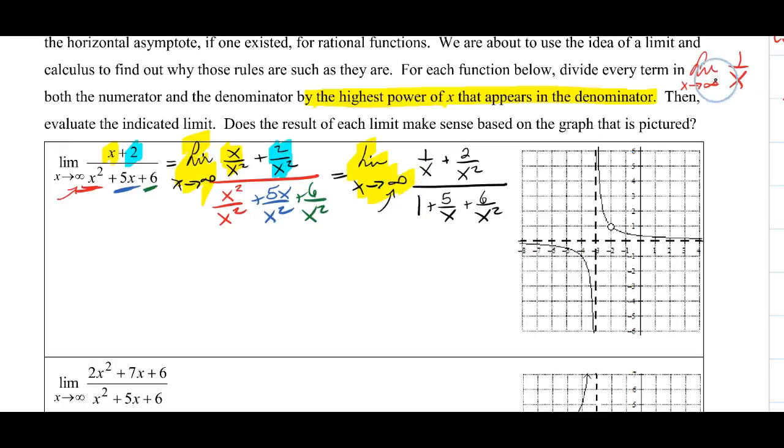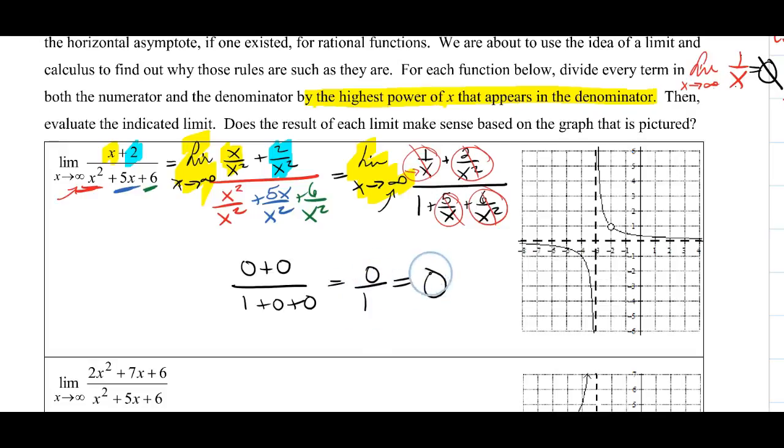And remember, we said the limit as x approaches infinity of 1 over x, we get closer and closer to 0. So every term here that has x still in the denominator after it's been reduced approaches 0. This leaves me 0 plus 0 over 1 plus 0 plus 0, which is 0 over 1, which is 0. And if we were to look at the graph as x approached positive infinity, I'm approaching this asymptote, which is at y equals 0, because down here is negative 1, up here is positive 1, so we're at 0 here. And so we can see graphically what happens with our limit here.